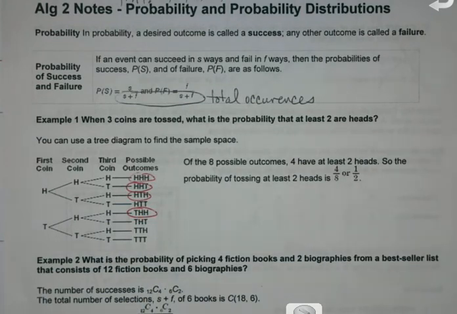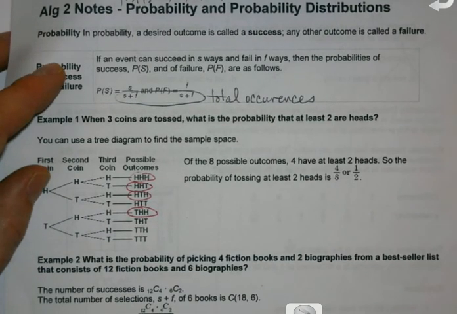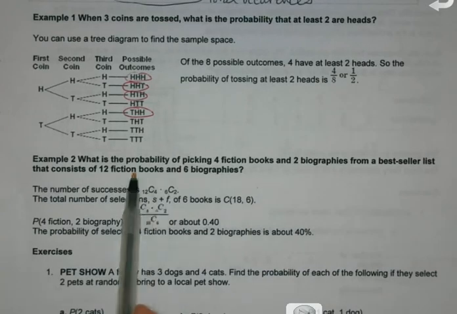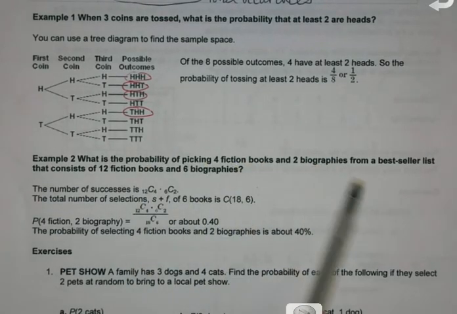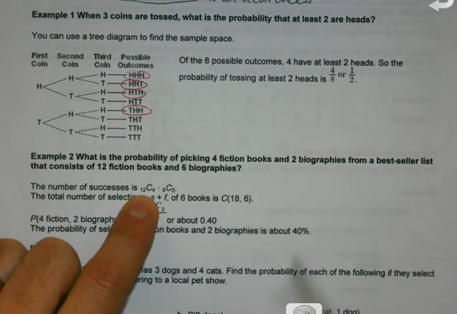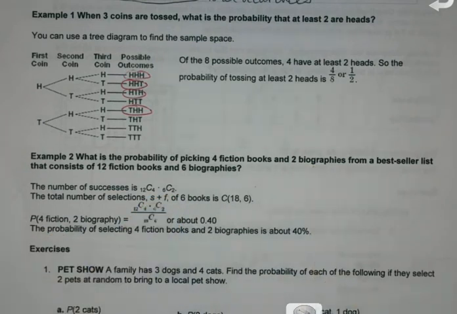So sometimes drawing a picture or just writing out the outcomes is a legitimate way of doing things if it's a smaller sample space. However, let's say there gets to be a little more complexity to things. Let's say when you get to another example, what's the probability of picking 4 fiction books and 2 biographies that consists of 12 fiction books and 6 biographies? This is going back to what we were just doing. Your number of successes for the fiction books would be out of 12, I'm going to pick 4. And for the biographies, it's that I have 6 and I'm going to pick 2. And I'd multiply those 2 things together.